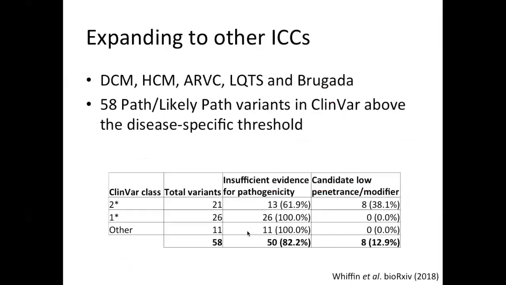In doing so, we did a wider analysis on penetrance in cardiac conditions. Here we've taken five of the more common cardiac conditions: dilated and hypertrophic cardiomyopathy, ARVC, Long QT syndrome, and Brugada syndrome. And there were 58 likely pathogenic or pathogenic variants in ClinVar that are above our calculated disease-specific thresholds for each of these diseases.